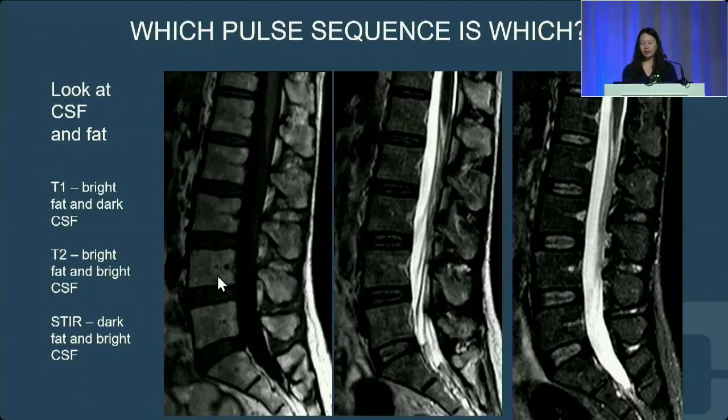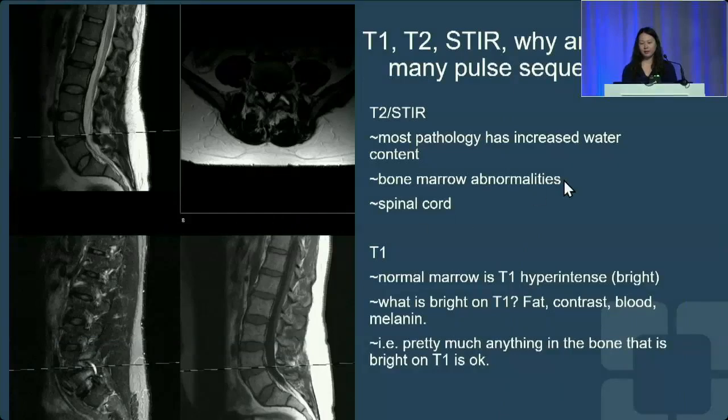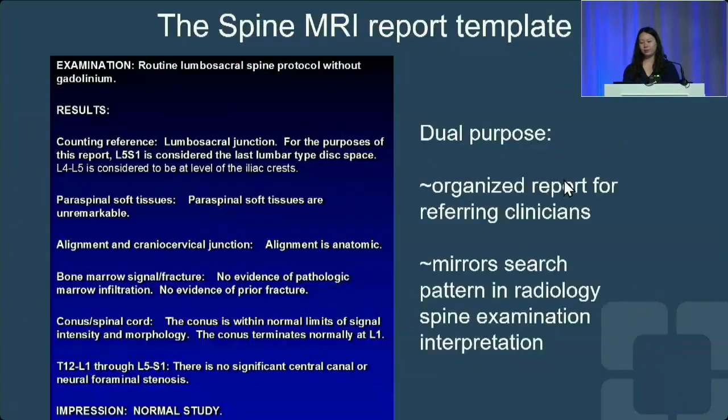T1, the marrow should be bright on T1 because marrow is predominantly fatty. So for looking at abnormal marrow infiltration, you're looking for something that is T1 dark and usually STIR hyperintense. Okay, and I kind of just went over that.